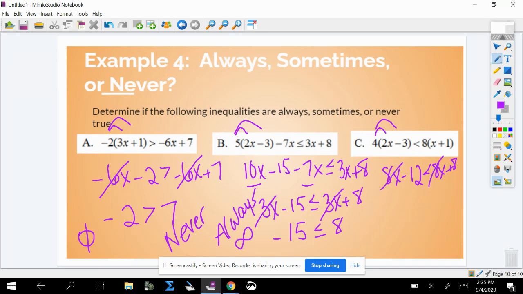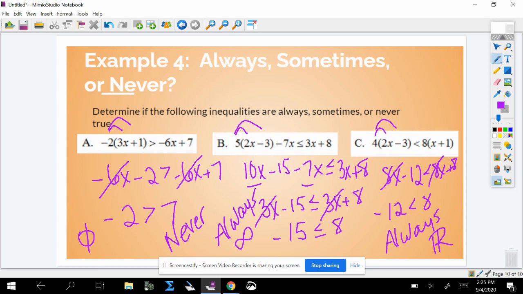Again, your x's cancel. Take a look at the constants that are left and see if it makes sense. Negative 12 is less than 8. That is always true. Or again, you can write that infinity symbol, or I mentioned this symbol before. This is called the all real numbers sign, meaning it's always true. So those are your special cases.